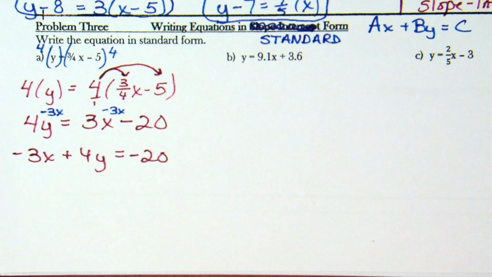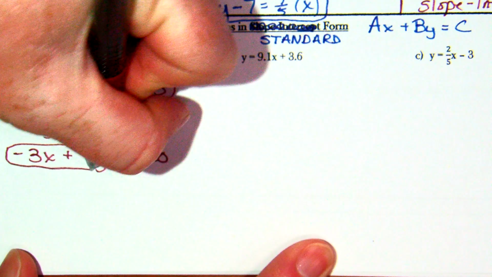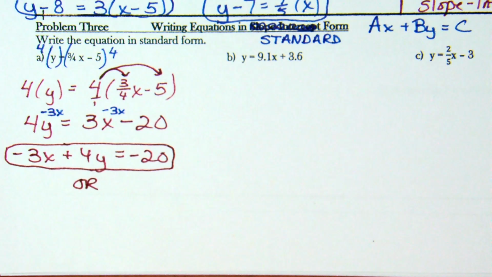So, I'm happy with this answer, but I'm also going to say, or, if I don't want that negative on the 3x, how do I change that? Multiply everybody by a negative, right, negative 1. Or you could say divide everybody by negative 1. I don't care. So if we multiply or divide everybody by negative 1, this now becomes positive 3x minus 4y equals positive 20. I am accepting of either answer there.